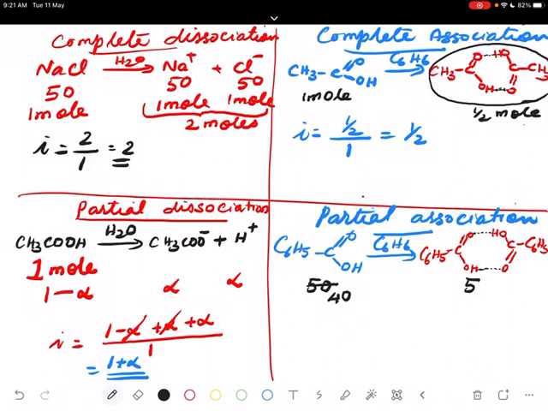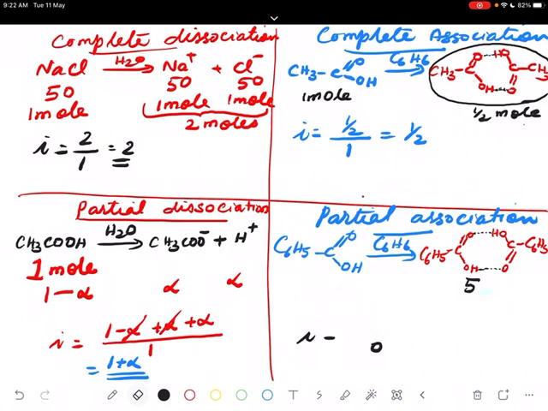10 are undergoing association. So what is remaining here? 40. And these 10 become 5 because they will be acting as a single particle. So the total is 45, and before it was 50. So i is equal to the total after association, that is 45: 40 remaining, 5 newly formed, and before it was 50. So this is Van't Hoff's factor.